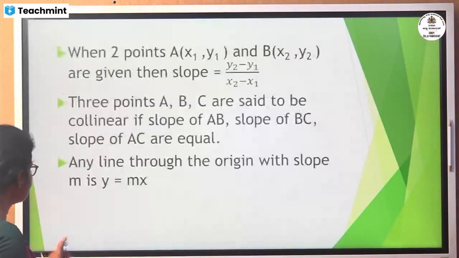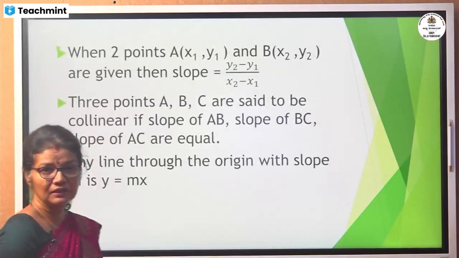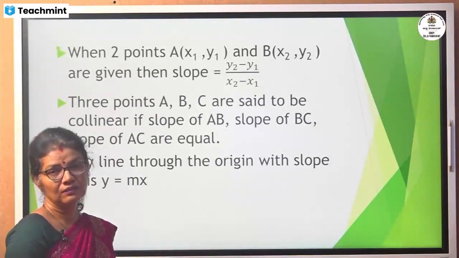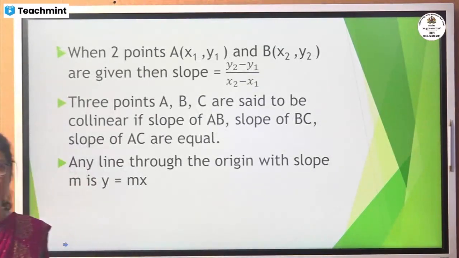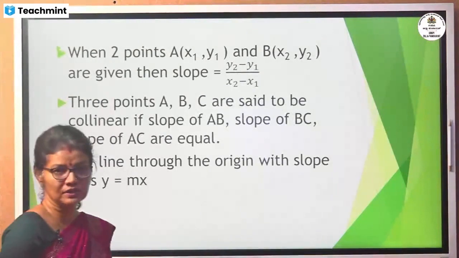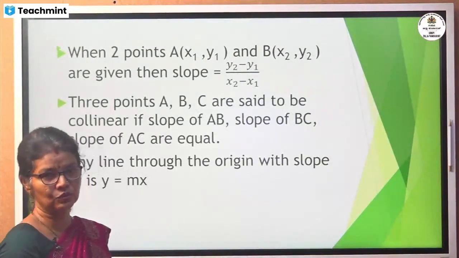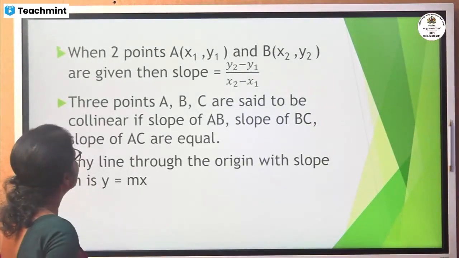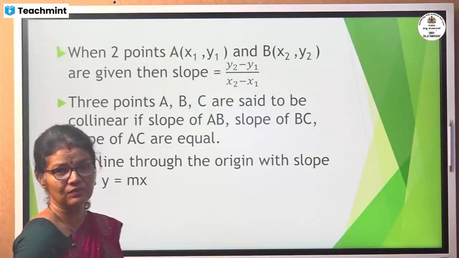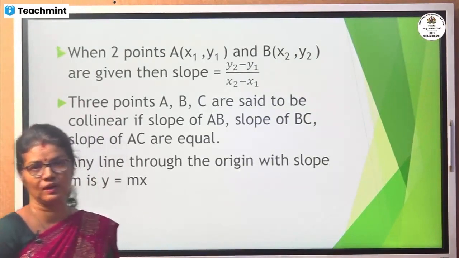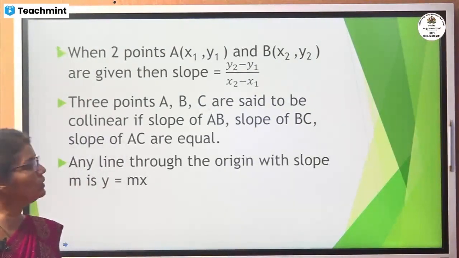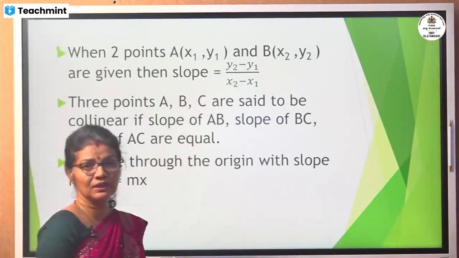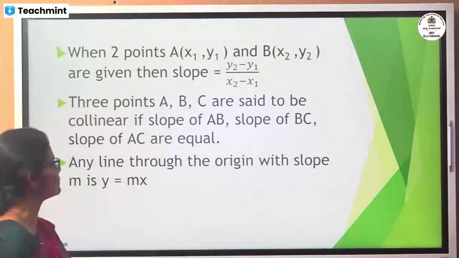When the two lines are parallel to each other, their slopes are equal. When the two lines are perpendicular to each other, then product of the slopes, that is m1 m2 equal to minus 1. Now, when 2 points are given, x1, y1 and x2, y2, then slope is equal to y2 minus y1 divided by x2 minus x1.